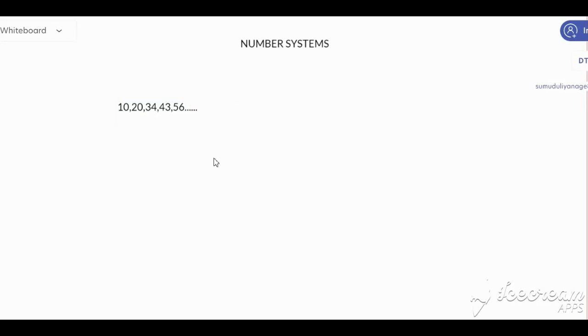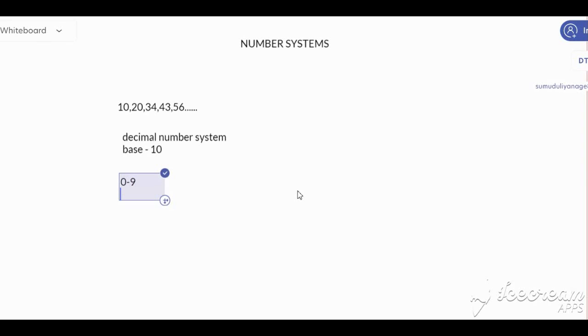And in day-to-day life we are working with the decimal number system. It's very important. We also call it the base 10 number system. Its base is 10, right? In the decimal number system the base is 10, and we use 10 digits to represent a number, from 0 to 9 symbols.